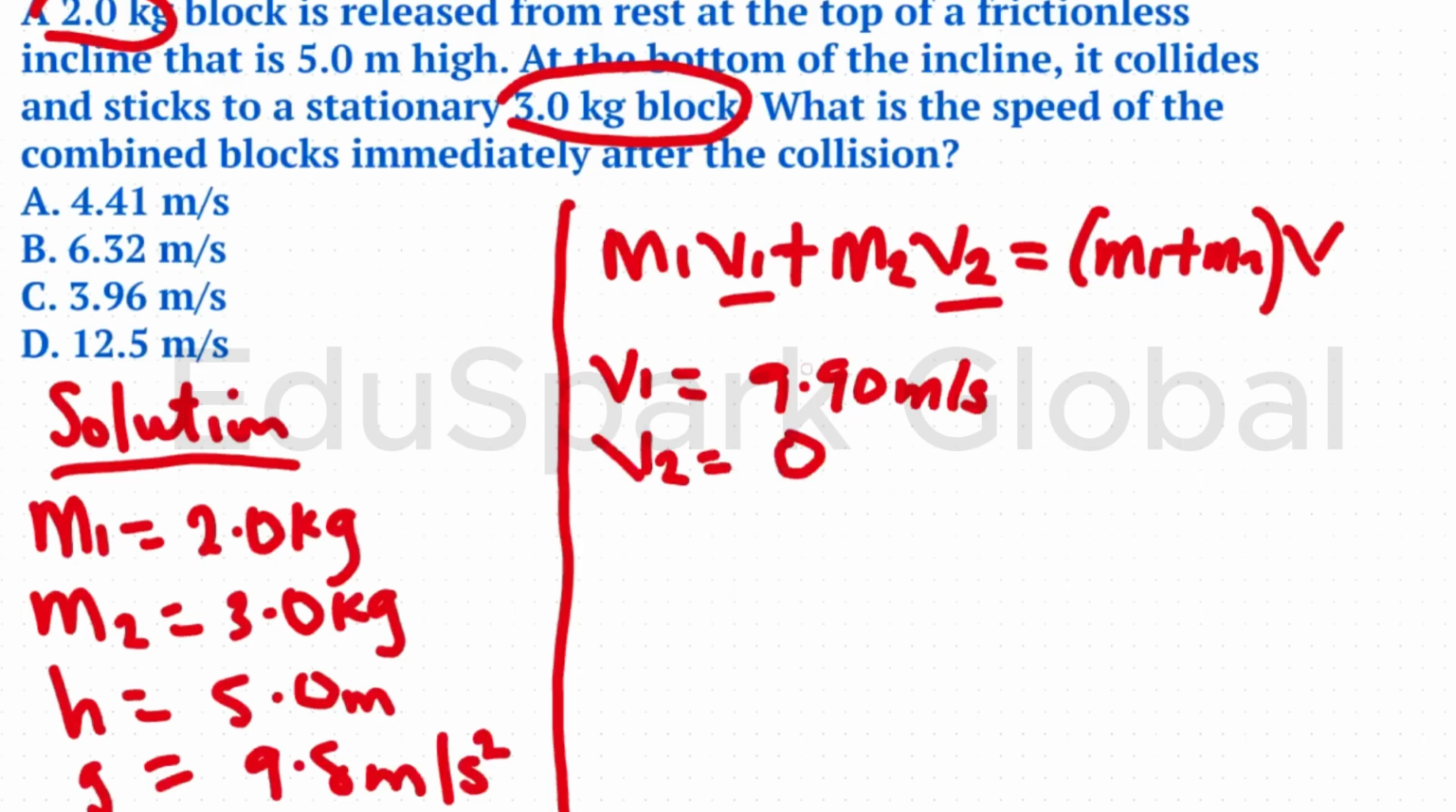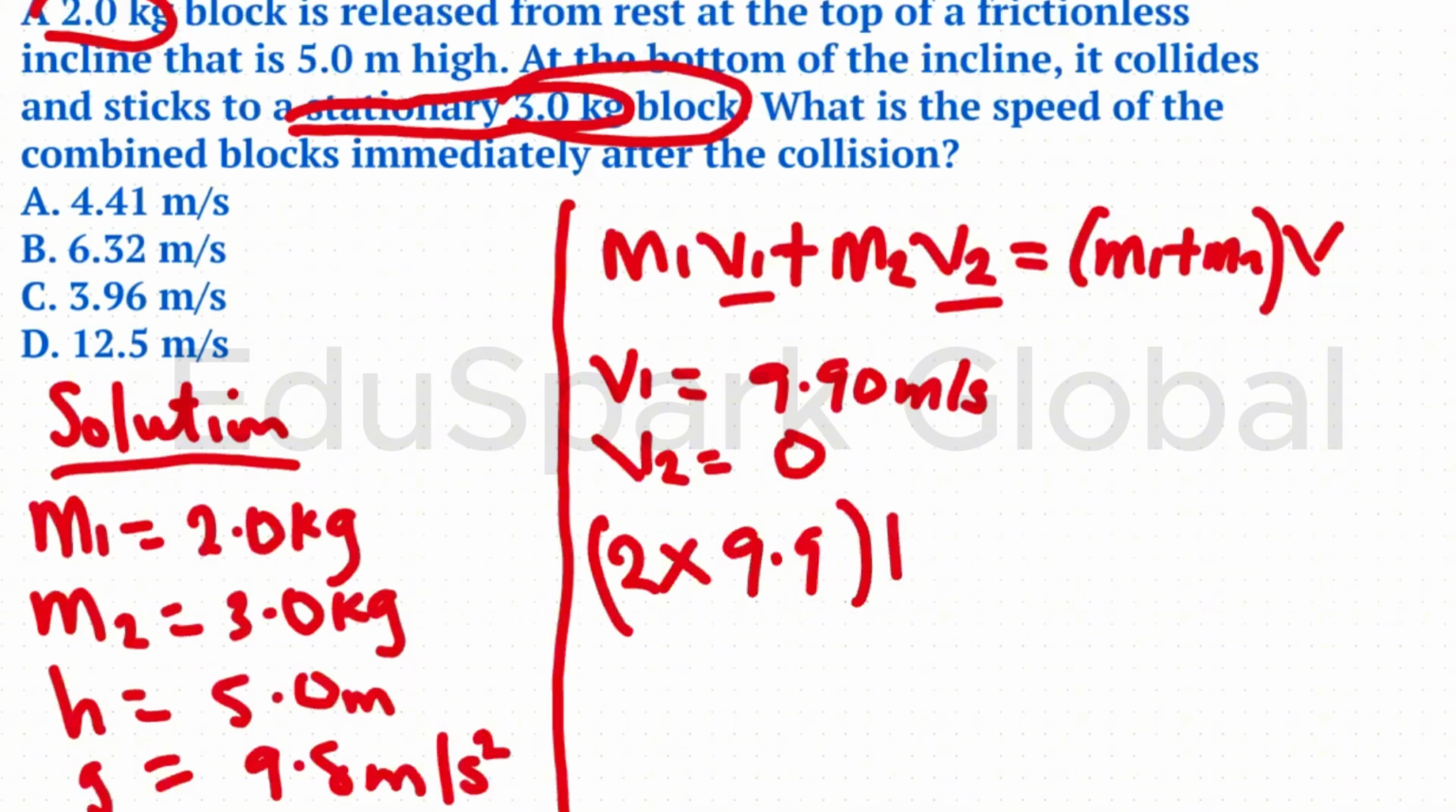Now, how do you know if your v2 is 0? The question says it collides and sticks to a stationary 3.0 block. Since the block is stationary, it means that it has no velocity. So that is why our v2 became 0. So let's substitute into the equation. We are going to have m1, which is 2, times v1, which is 9.9, plus m2, which is 3, times v2, which is 0, equals m1, which is 2, plus m2, which is 3, multiplied by v.